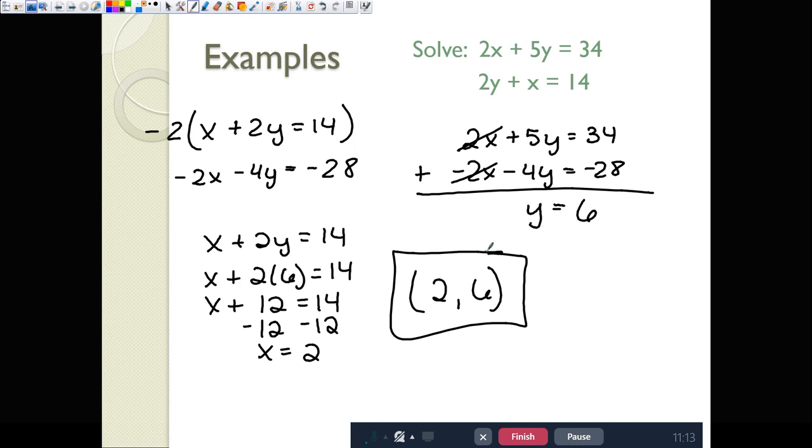Yes. Can we put the y into the equation that we multiplied by -2? You can. Or does it have to be one of the original equations? I don't know. Let's see. What's negative 4 times 6? Negative 24. 24 plus 28 will give me negative 4. Divide by negative 2 will give me a positive 2. So yeah, you can put it into any of the equations. It wouldn't matter.